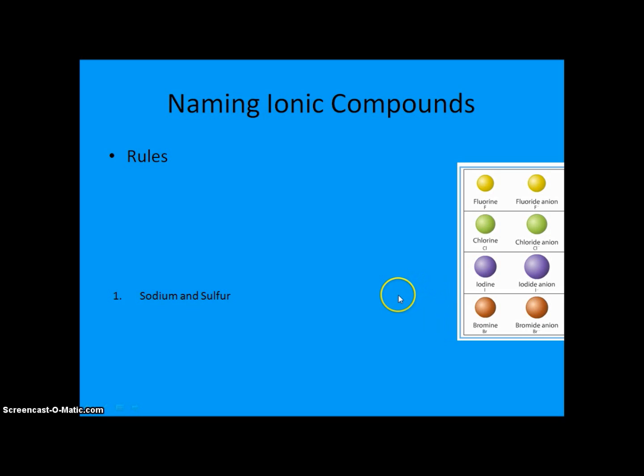It is the easiest. With covalent bonding, we have to tell how many, and there's all sorts of other things involved. But ionic bonding is pretty straightforward. And so we're going to go ahead and write out the rules here.